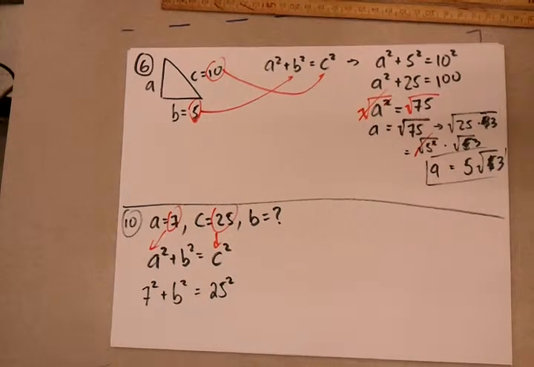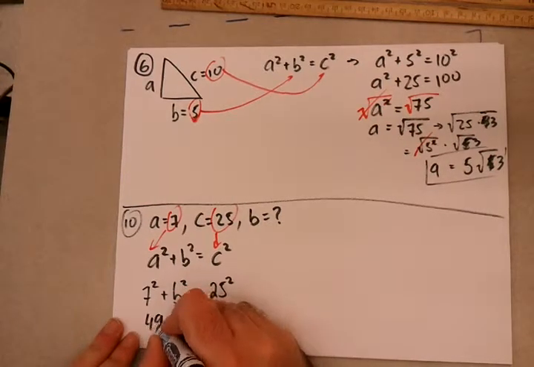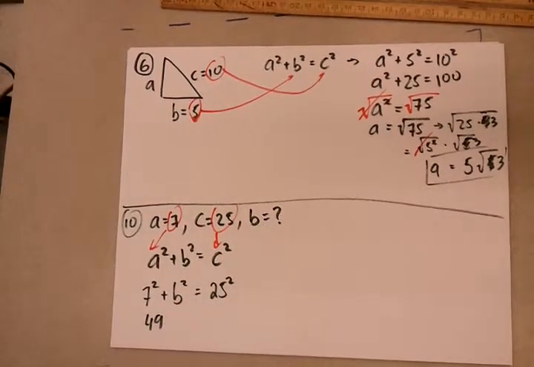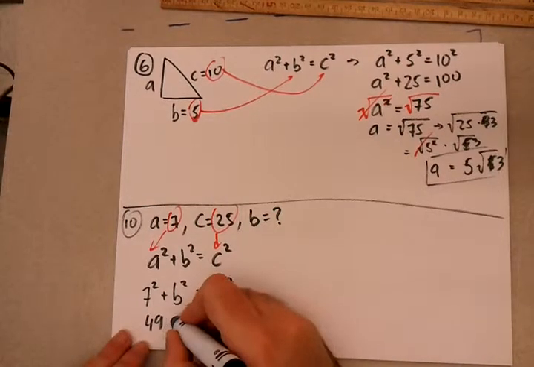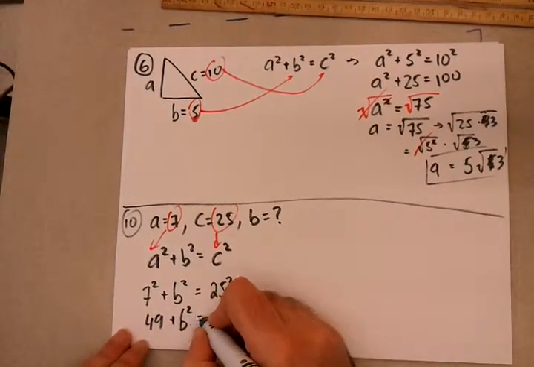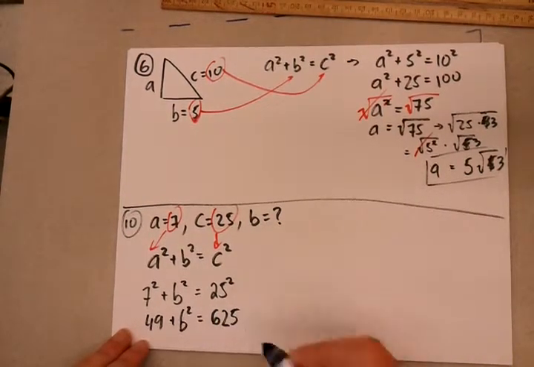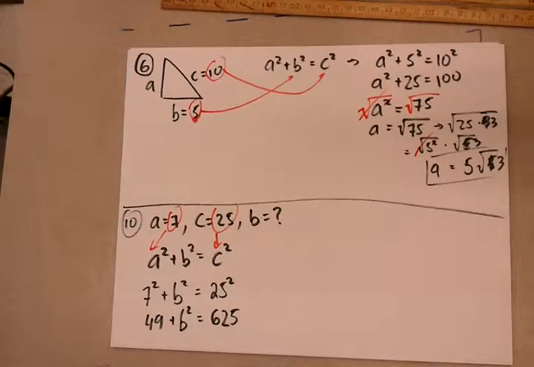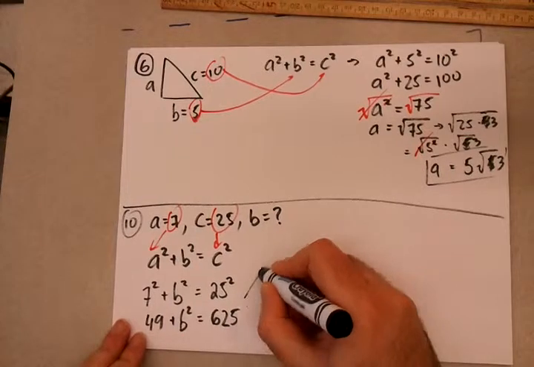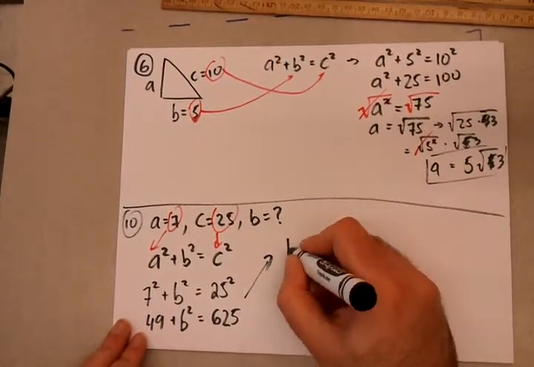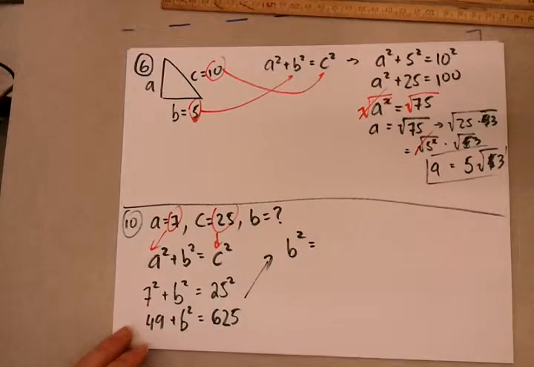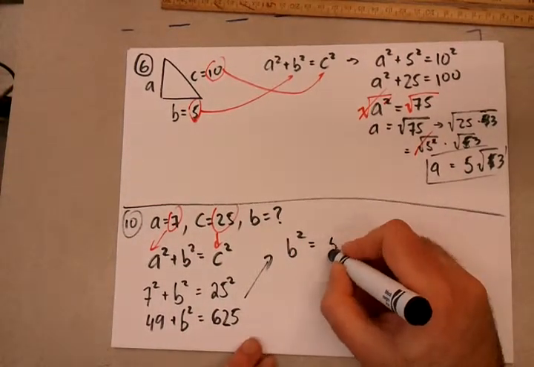So in this case, you have to do your math. 7 squared, that's 49. B squared is going to stay as is. And 25 squared, that's 625. Then you're going to subtract 49 from both sides to isolate B. So I'm subtracting 49 from both sides. I'm going to continue the problem over here. So B squared is going to be equal to 625 minus 49, which is 576.